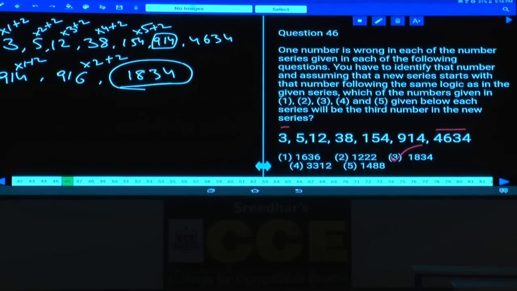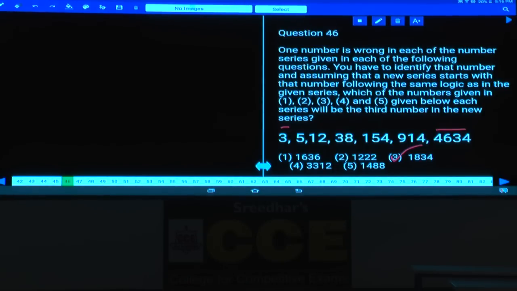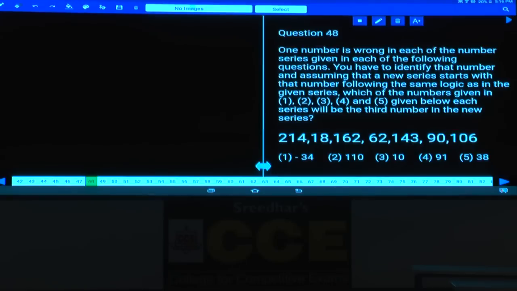49. Yes, also 48. Question number 48 in this one. What is 48 in this one? 2, 14, 18, 162, 62 and so on. Now 2, 14 and 18, how to express this one? Yes, what is the logic behind this one? 2, 14, 18, 162, 62, 143, 90.